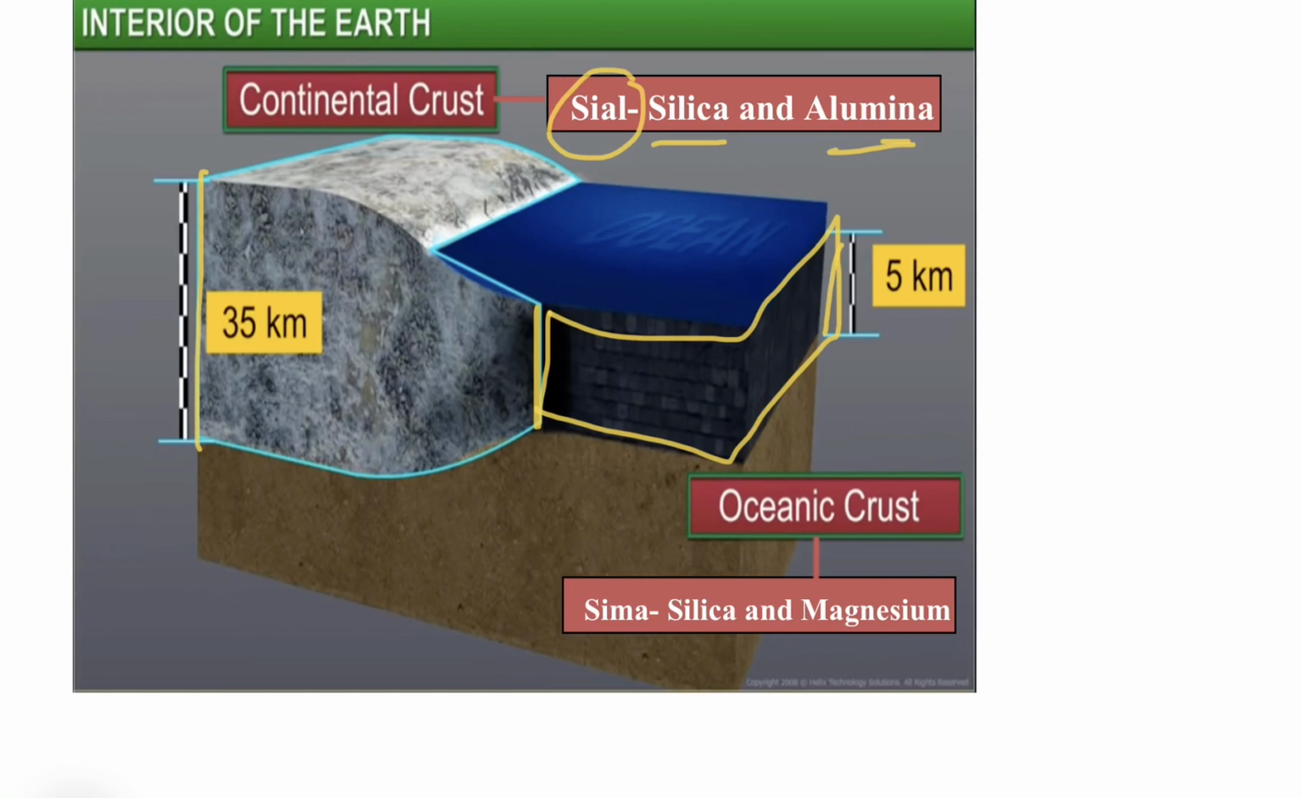Whereas in oceanic crust we find silica and magnesium, and together they are called Sima. Sial and Sima are basically the short forms of the minerals that we find here. Sial stands for silica and alumina. Sima stands for silica and magnesium. On that account, continental crust is also called the Sial layer and oceanic crust is also called the Sima layer. So this is the second difference between the continental crust and oceanic crust.